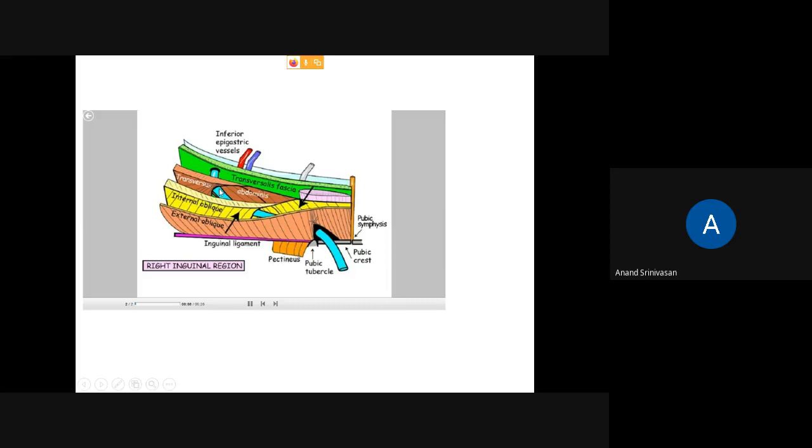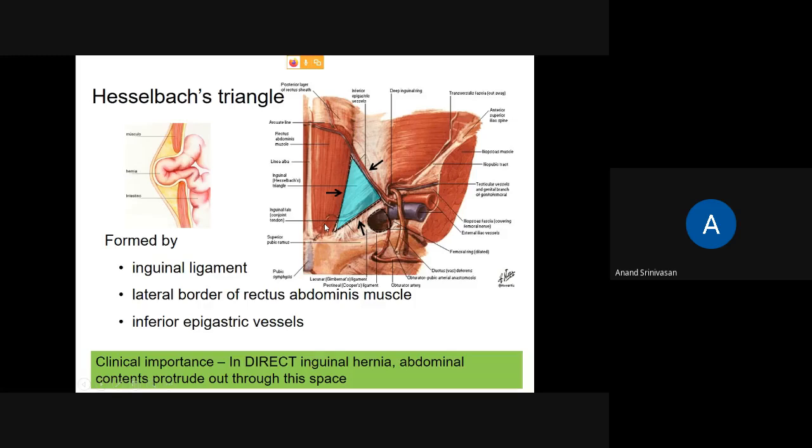Okay, the intestines can come along with the testis, so that is called congenital indirect inguinal hernia. Now, what is direct hernia? Direct hernia usually occurs in old age, when the anterior abdominal wall is weak, especially near the Hasselbach's triangle.